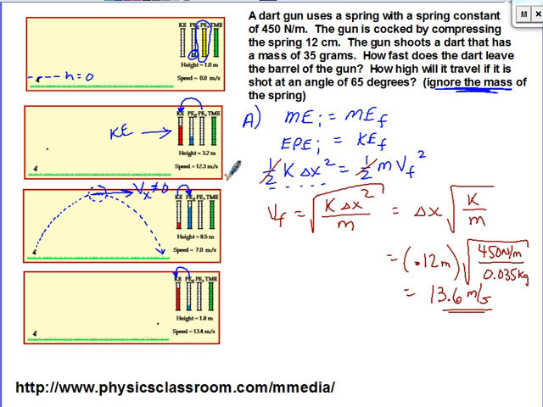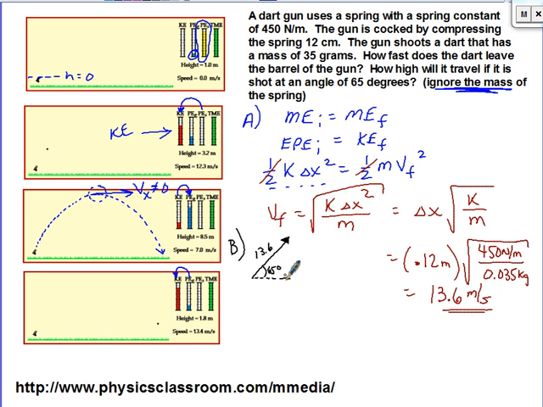Okay, now part B is going to involve having to deal with some components. So before I do anything else, I'm going to take that 13.6 meters per second, and I'm going to resolve that into an x and a y component. It's being shot at 65 degrees. That would be 65 degrees from the horizontal.